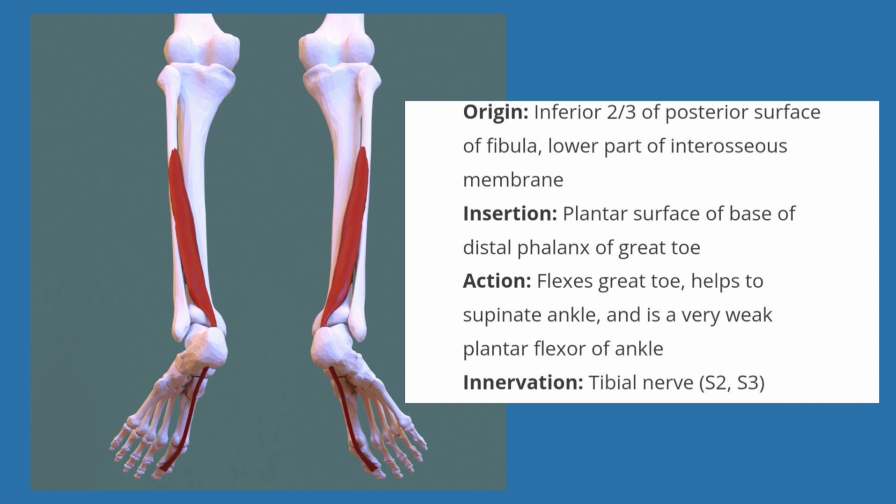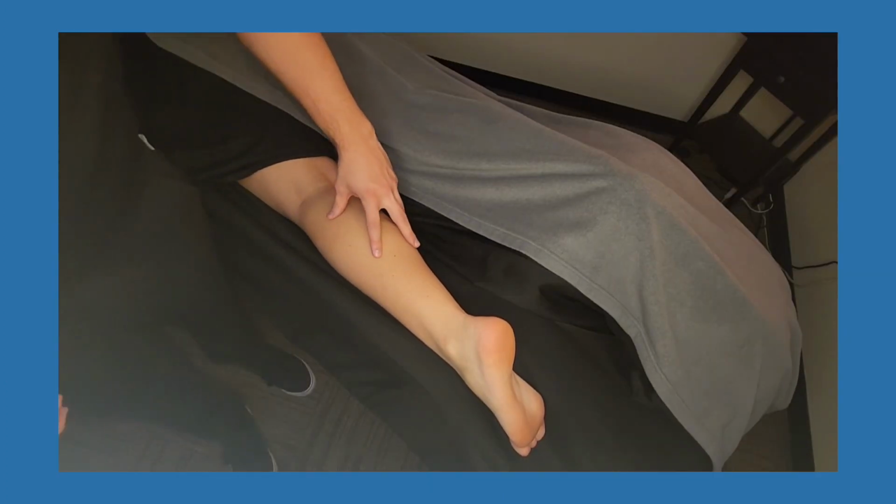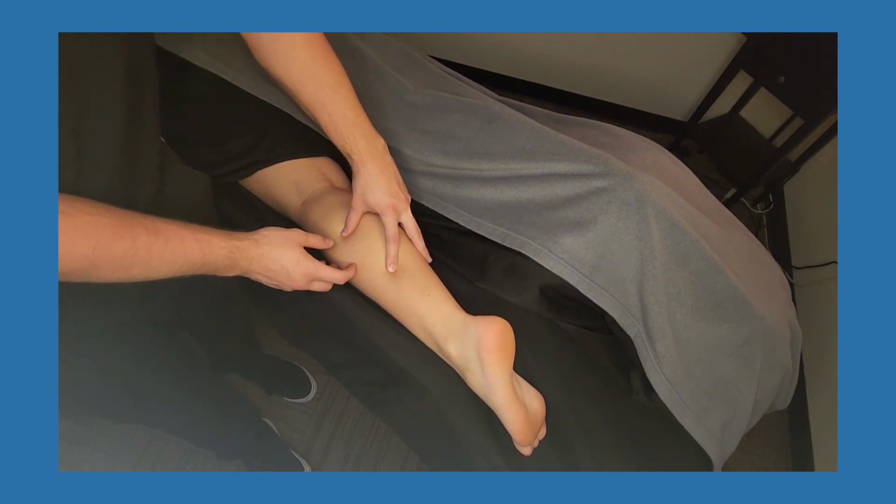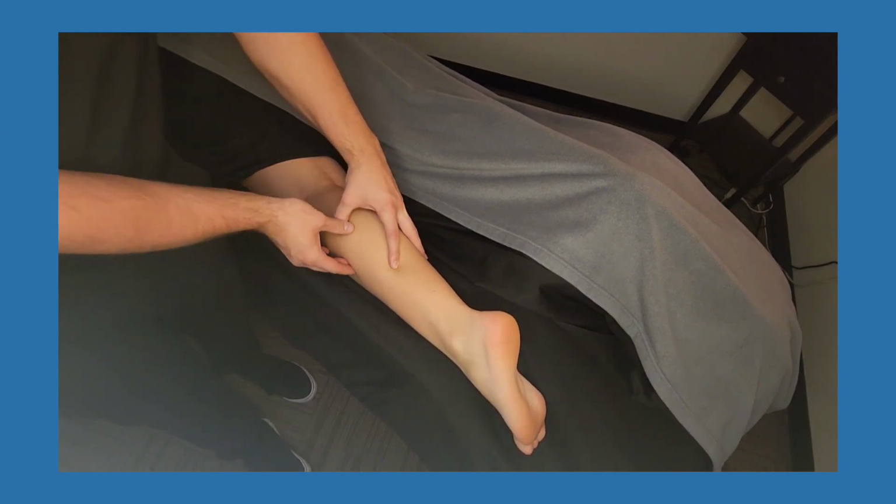Flexor hallucis longus will originate the middle half of the posterior surface of the fibula and will insert at the distal phalanx of the first toe, or the big toe.